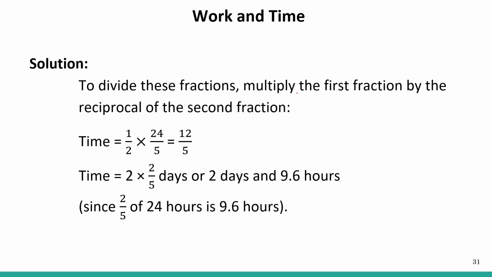To divide these fractions, multiply by the reciprocal of the second. So what we are left with is 12 by 5, or time is equal to 2 and 2 by 5 days, that is 2 days and 9.6 hours, or 2.4 days. Since 2 by 5 of 24 hours is 9.6 hours. So time is equal to 2 whole and 2 by 5 days. This will be the correct answer, or 2.4 days, either one is correct.